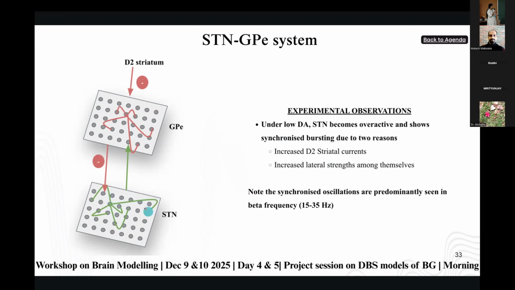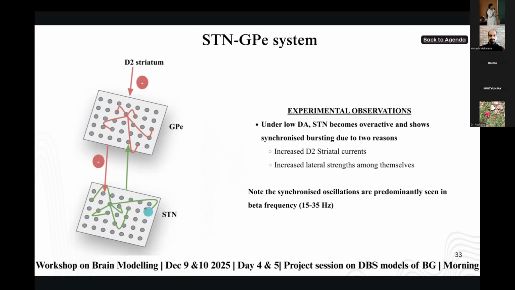Can I say the model should be capable of showing both normal and PD condition? That's the first bare minimum of the model, right? It should be capable of showing both normal continuous firing, where you see normal condition, there is a continuous firing, and under PD condition, there is a synchronized bursting. It should be able to show that. And that bursting should be specific to beta synchrony.